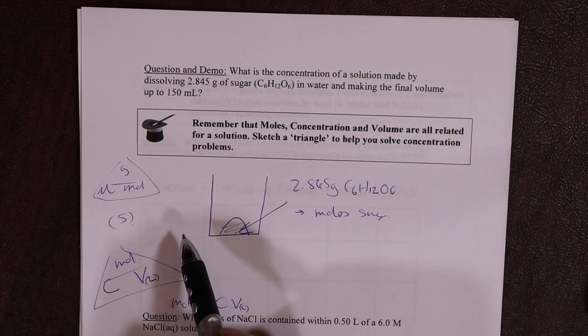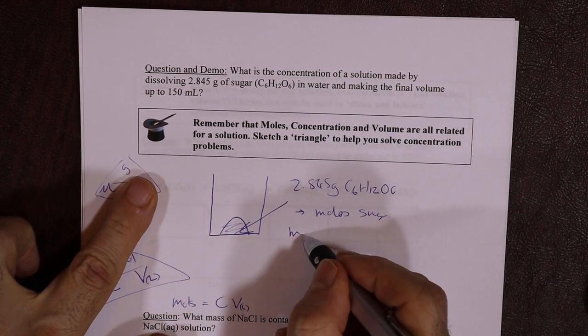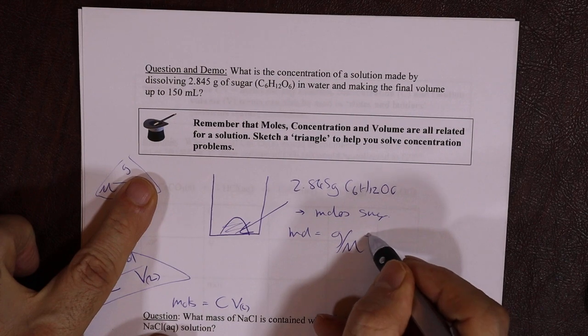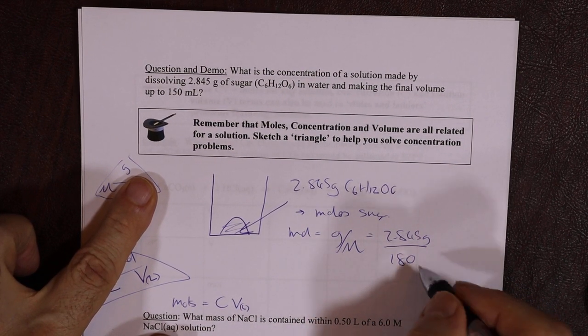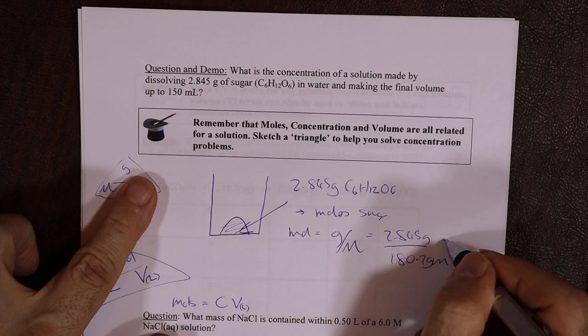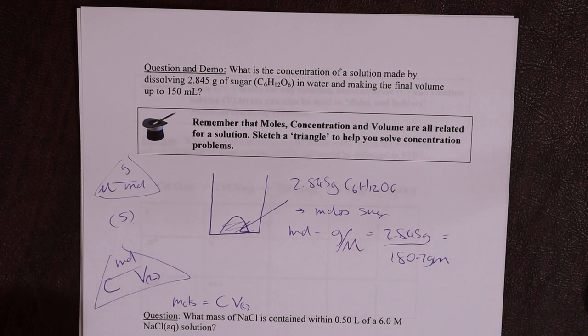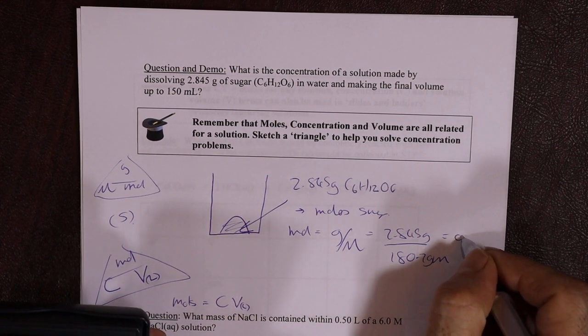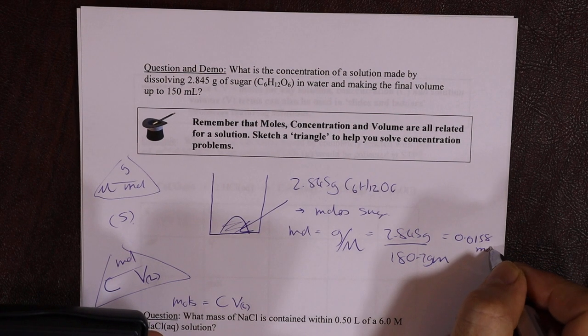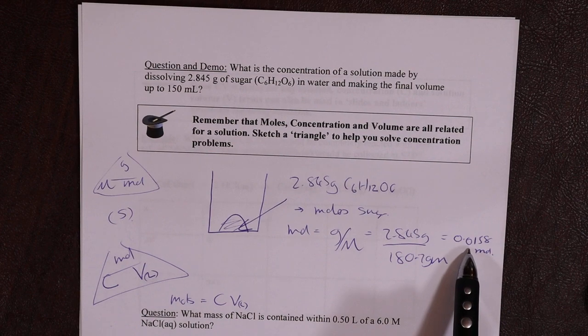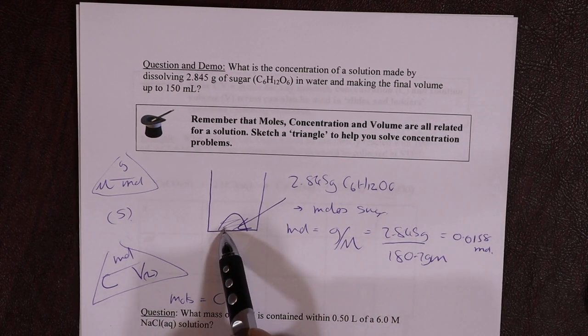And if we do that, therefore we can work out moles of sugar. Remember, molecular weight, grams and moles. Moles is grams over molecular weight: 2.845 grams over, this is the same sugar we used before, 180.2 grams per mole. Still a quick calculation there. 2.845 divided by 180.2 equals 0.0158 moles of sugar. So it's 0.0158 moles of sugar in this beaker, right?